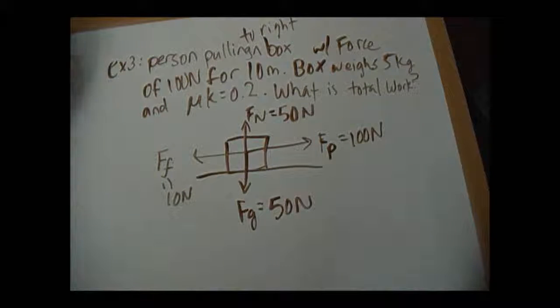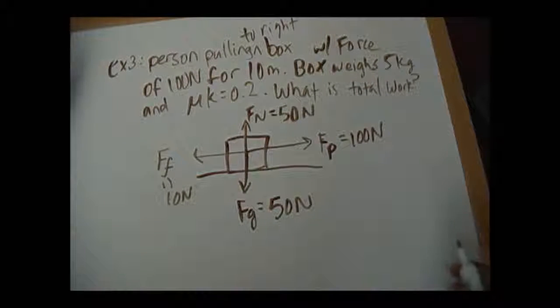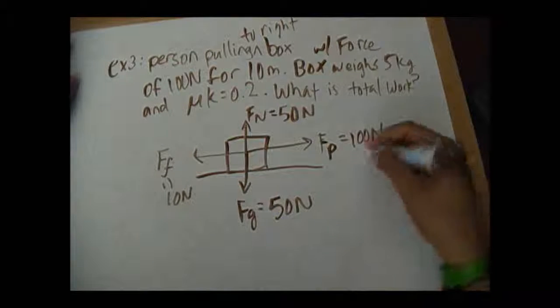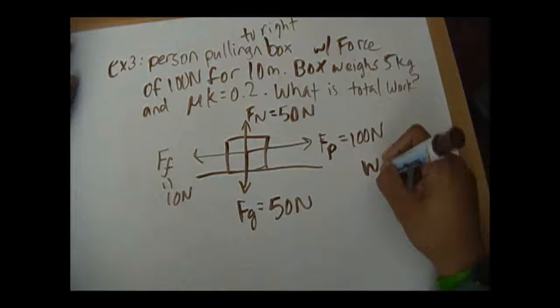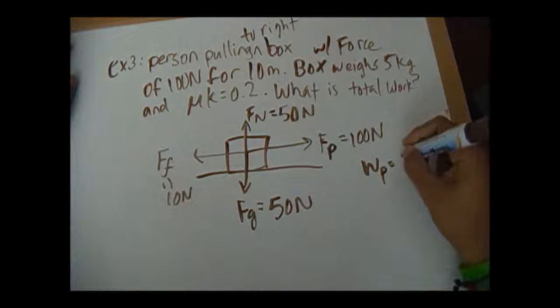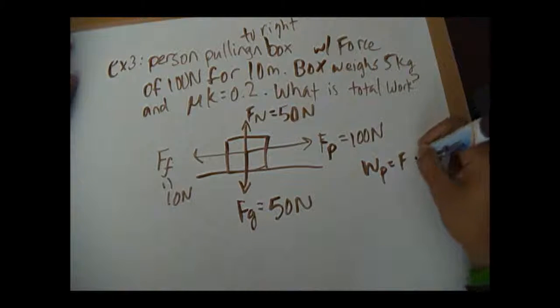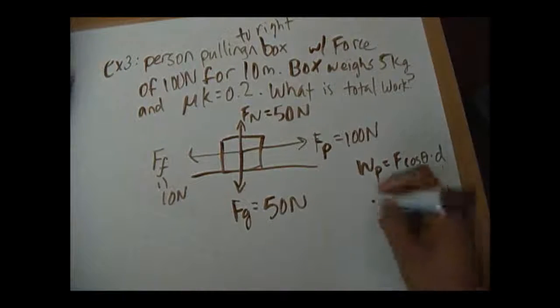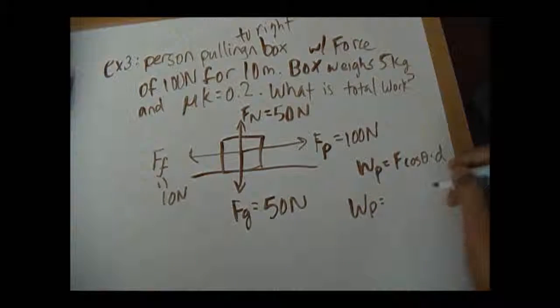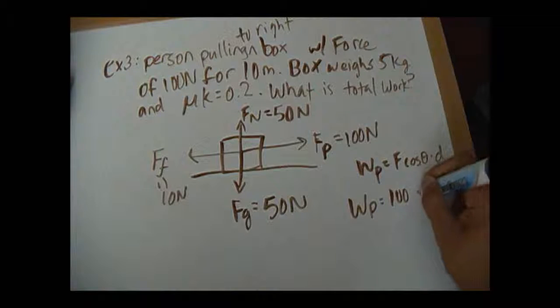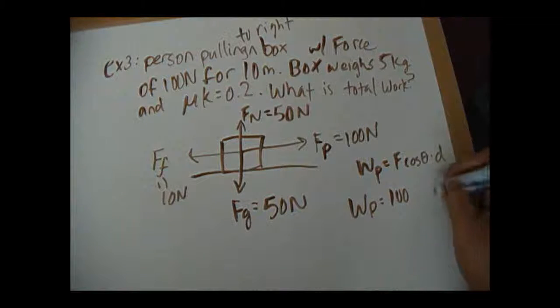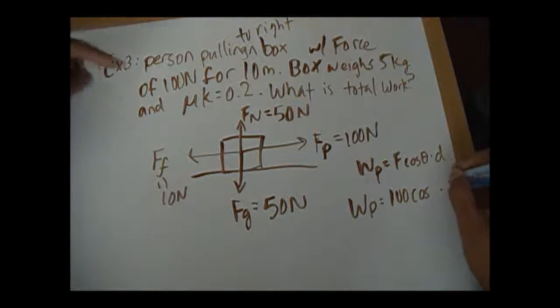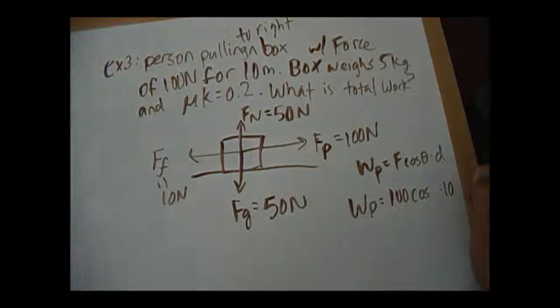So now let's find the work done by each and every one of these forces. So the work done by the force of pull. Work by pull is equal to the force cosine theta times the displacement. So the work done by the pull is equal to the force, which is 100, cosine theta, times the distance that it is traveling, which is 10 meters. I'm going to write the units so I have some space, so bear with me. Now the angle is very important.